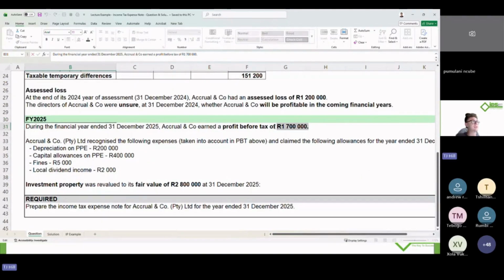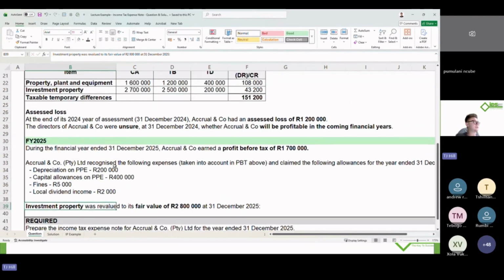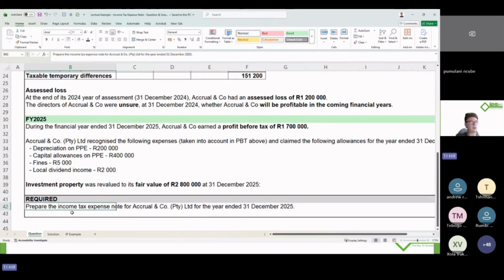Okay, now we said in 2025, we made a profit before tax. This is an accounting profit before tax of 1.7. And I recognized depreciation, claimed capital allowances. I've expensed some fines, and I've earned some dividend income. And I've revalued my fair value again to a new fair value of 2.8. Okay, it was 2.7 last year. Okay, now I'm telling you, prepare the income tax expense note.